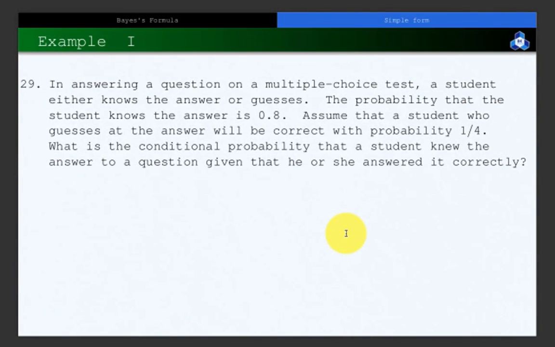I'm going to use the Bayes formula to solve the following example. In answering a question on a multiple choice test, a student may know the answer or not, and the probability that the student knows the answer is 80%. Suppose that a student who doesn't know the answer will be correct with probability 25%. What is the conditional probability that a student knew the answer to a question given that he or she answered it correctly? I'm going to draw the probability tree to describe the problem.